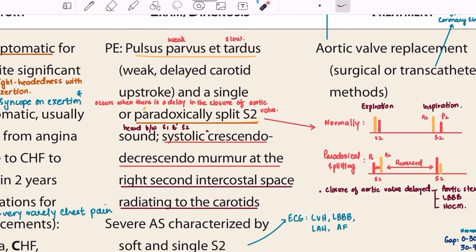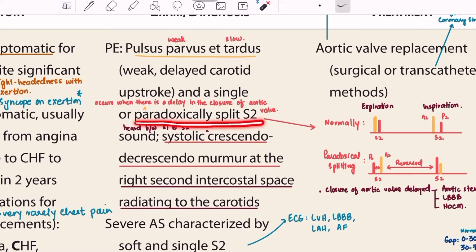You will also have single or paradoxical split S2. Now, what does that mean? Single S2 basically means that when your aortic valve is so stenosed, the closing of the aortic valve does not make any sound. So your S2 is composed of A2 and P2. If the A2 component is gone, you will have only the P2 component, and this is called single S2.